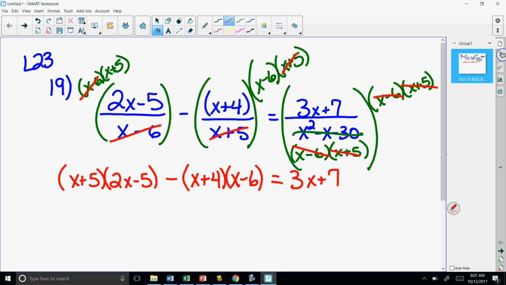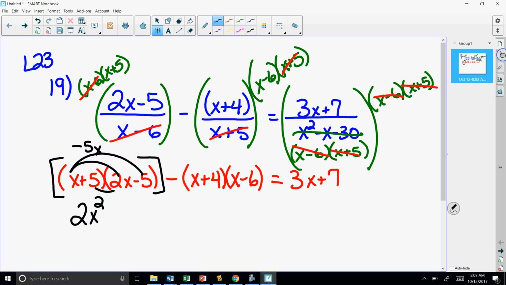Okay, so now what you have to do is the distributive property. I'm just going to focus on this first part that I'm going to put in black brackets. What do you get when you multiply that out? So you're going to have 2x squared. The outer becomes negative 5x, and the inner becomes plus 10x, which leaves you with plus 5x. And the last multiplied together is minus 25.